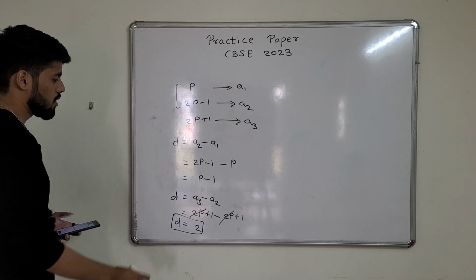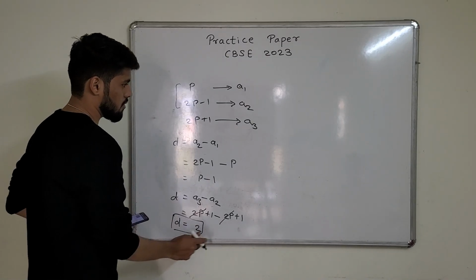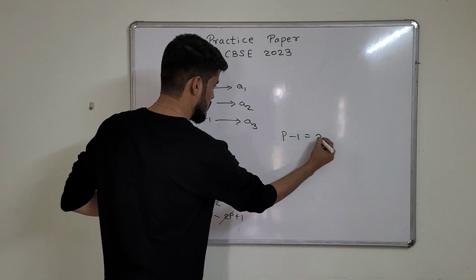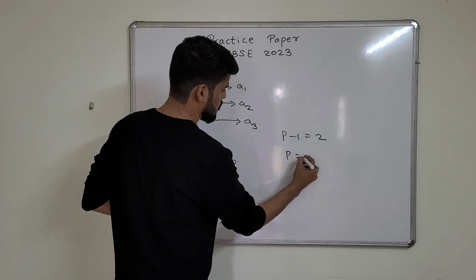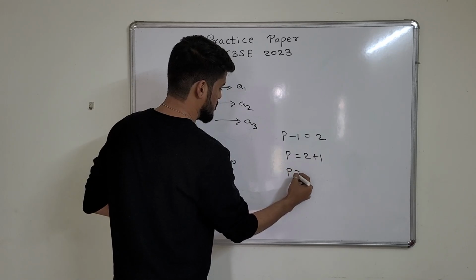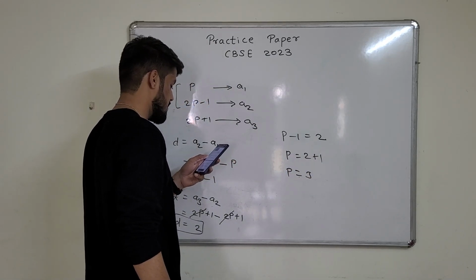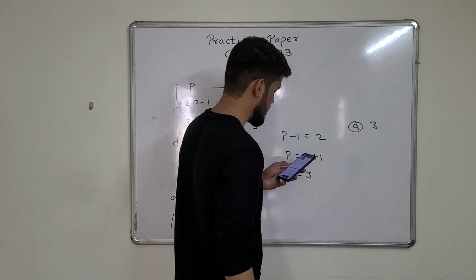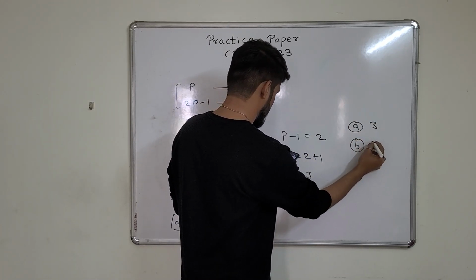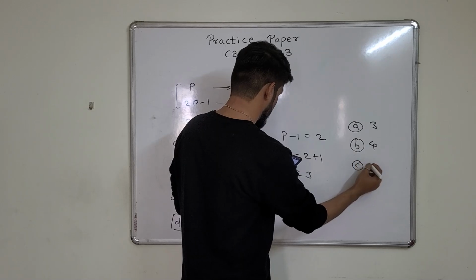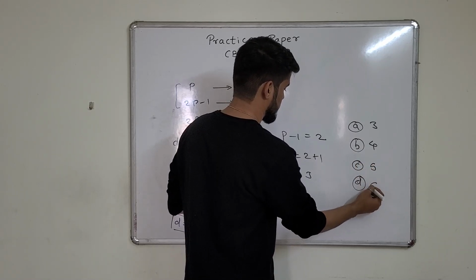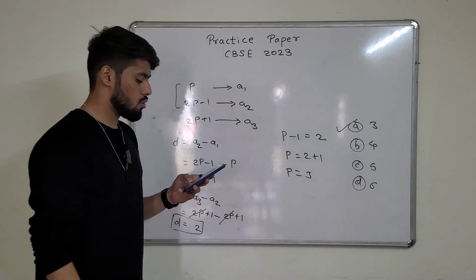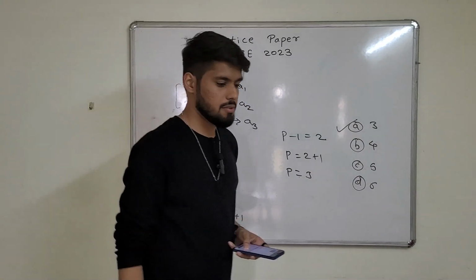Common difference is 2. We will just equate both the values of D. That is P minus 1 equals to 2. So we get P equals to 2 plus 1, that is P equals to 3. The options we have are, option A is 3. Yeah, so the option A is right answer, but option B is 4, option C is 5, and option D is 6. So we already solved and we got option A as the right answer. So let's go for the next question.